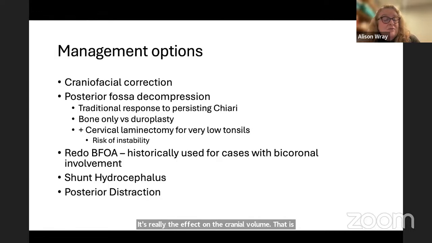Shunting the hydrocephalus is one option, certainly if there's significant hydrocephalus, but as I'll get to later, there is a cost associated with doing that. And really, more and more, we're tending towards going towards posterior vault distraction to manage the Chiaris when there is craniocephalic disproportion.